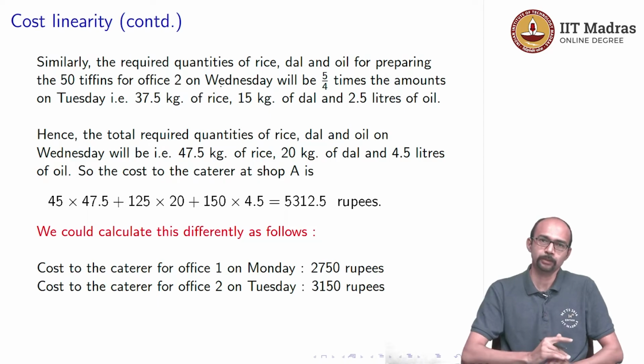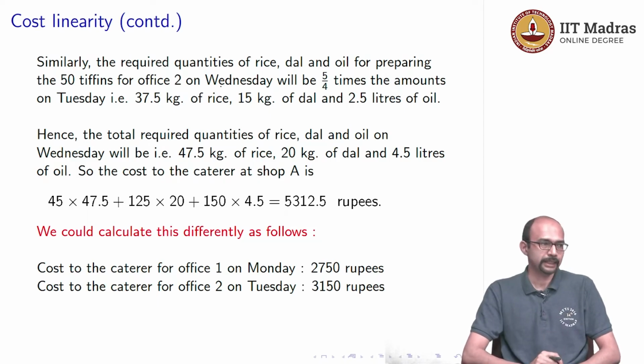Well, on Monday how much was bought? On Monday we had I think 20 kgs of rice, 15 kgs of dal and 10 kgs of dal and 4 liters of oil. So, you put in this vector in R3, 20, 10, 4, into the cost function CA, or you evaluate the linear combination with x1 equals 20, x2 equals 10 and x3 equals 4, and then you get 2750 rupees. That is for office 1 on Monday.